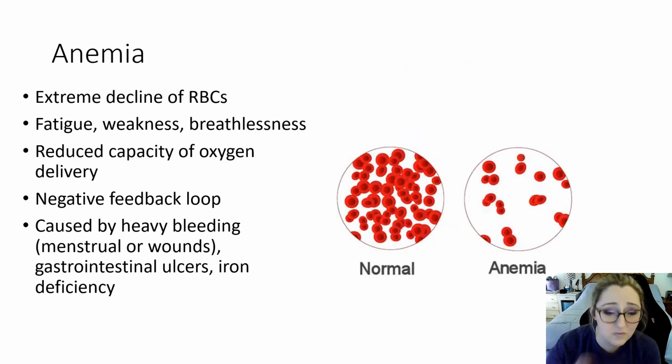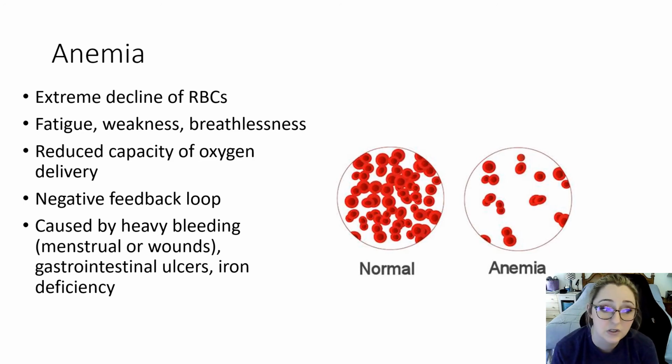What that can cause, though, due to the parasite breaking your red blood cells, is something called anemia. Anemia is going to be an extreme decline of red blood cells. What this can cause in form of symptoms is fatigue, weakness, and breathlessness. It is a reduced capacity of oxygen delivery, so there's a substantial amount of oxygen not being taken to your various tissues in your body.